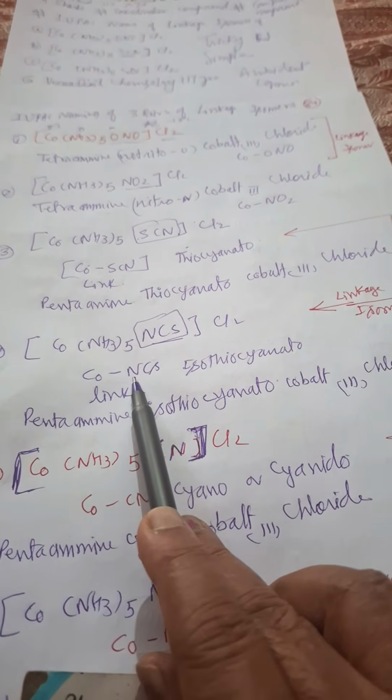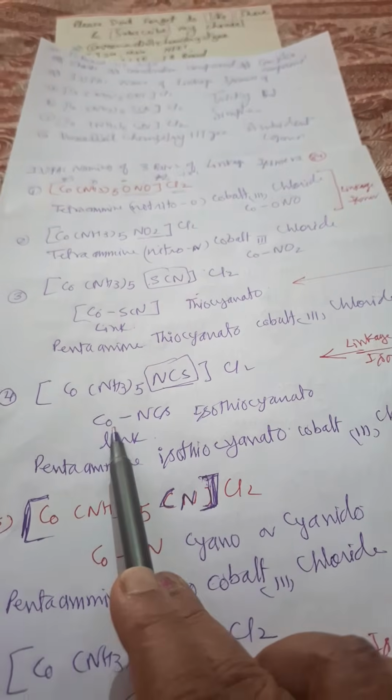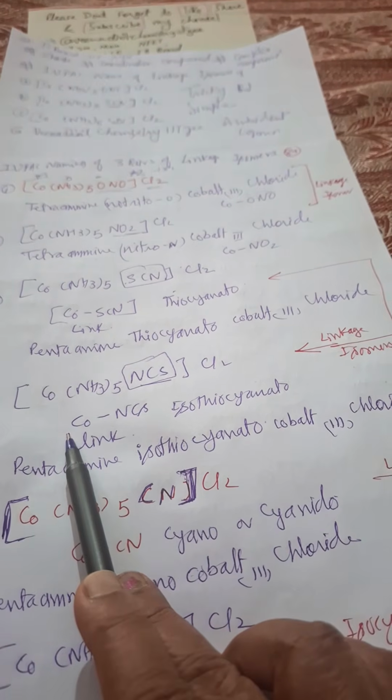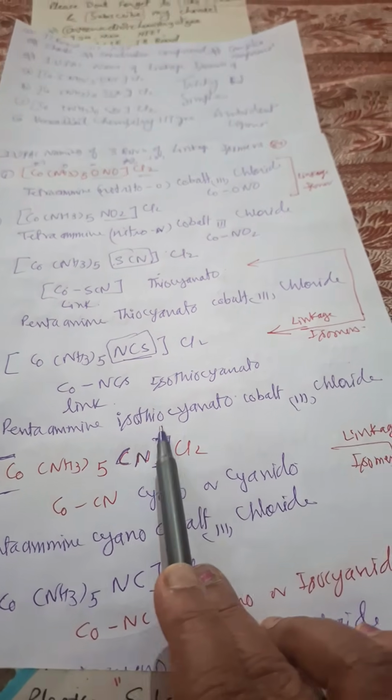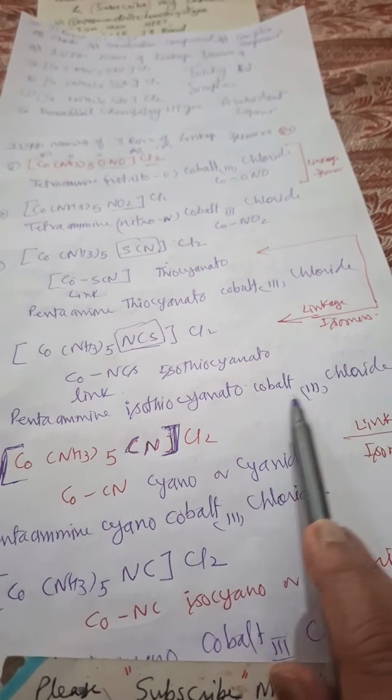When cobalt is linked with nitrogen, the NCS grouping is here, so at that moment nitrogen donates a lone pair of electrons to the cobalt central atom, so it will be isothiocyanate: pentaammine isothiocyanato cobalt(III) chloride.